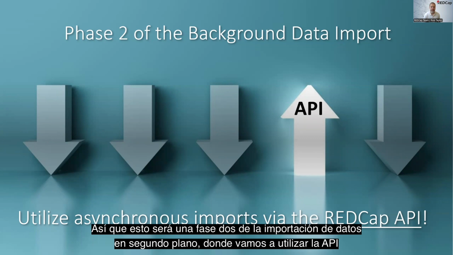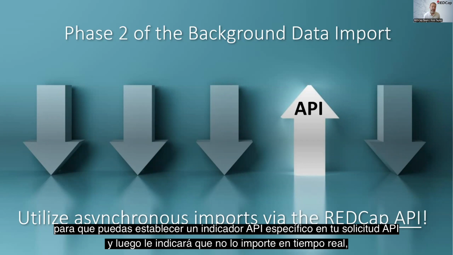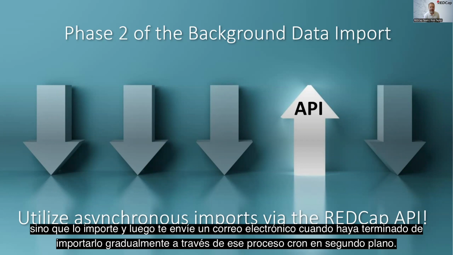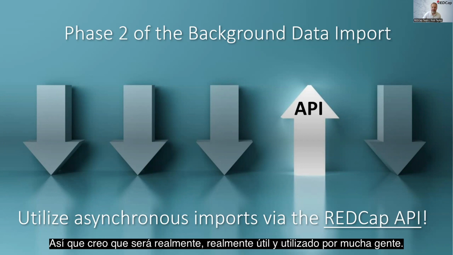So this will be a phase 2 of the background data import, where we're going to be utilizing the API, so you can set a specific API flag in your API request, and it will tell it, hey, don't import this in real time, but import it gradually through that background cron job process, and then it'll send an email when it's done importing. So I think that'll be really useful and utilized by a lot of people.